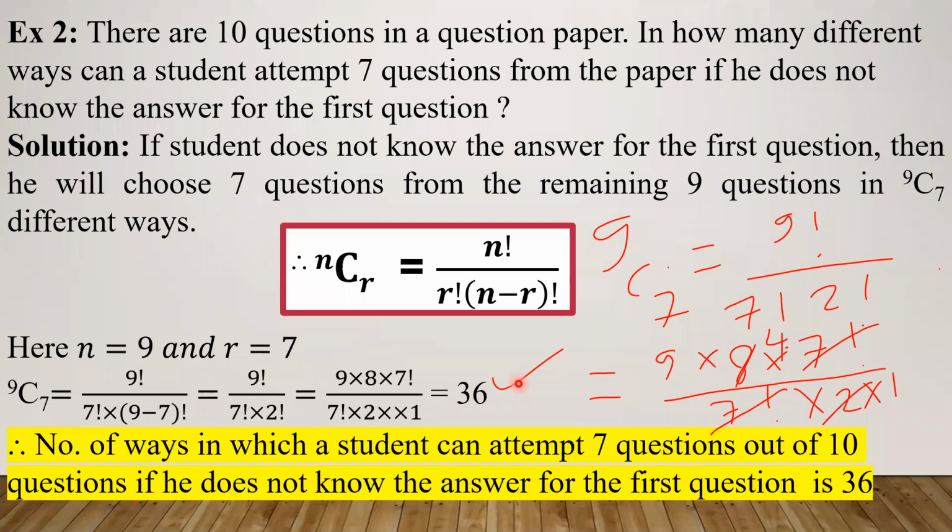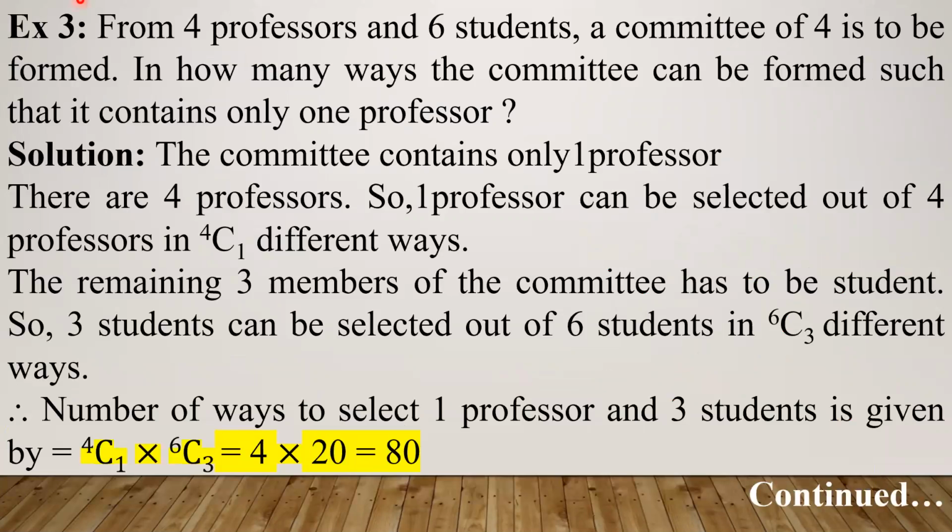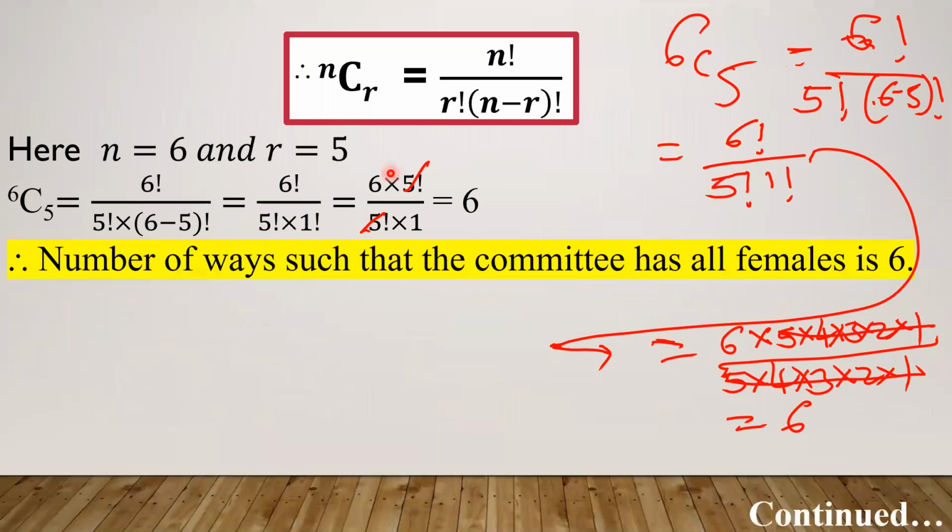Okay. Let us go to the next problem. From 4 professors and 6 students, a committee of 4 is to be formed. In how many ways can the committee be formed such that it contains only 1 professor? This question has appeared in the question paper also. See, this question looks very much similar to question number 1 which we have solved here.